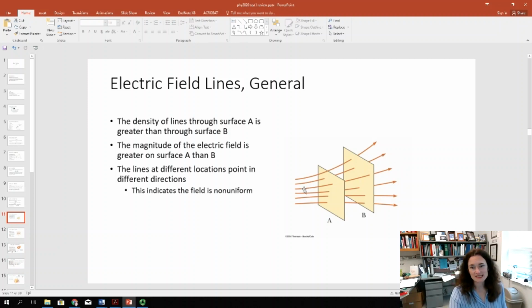Also remember that the density of lines, or the number of lines per unit area, indicates the strength of the field. So you can see that here in source A, the density of the electric field lines is higher than it is through B. So that means that the field is weaker at B than it was at A.